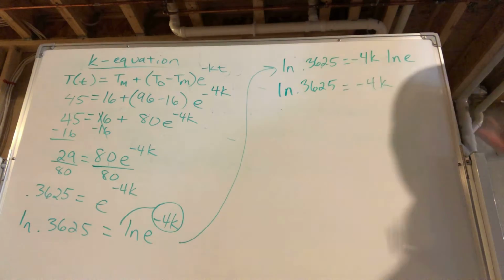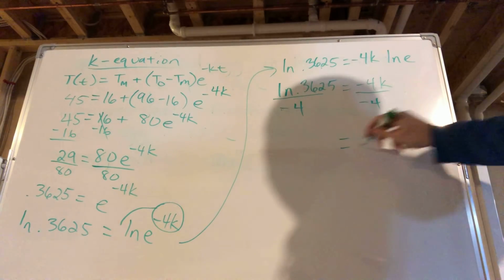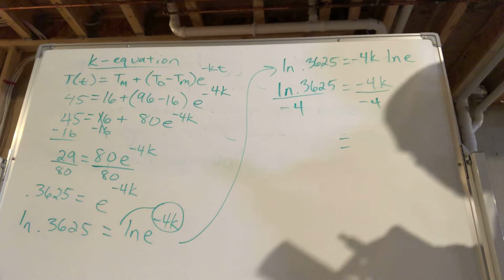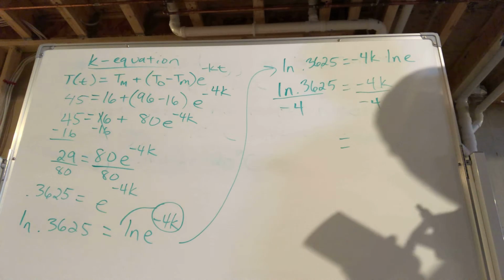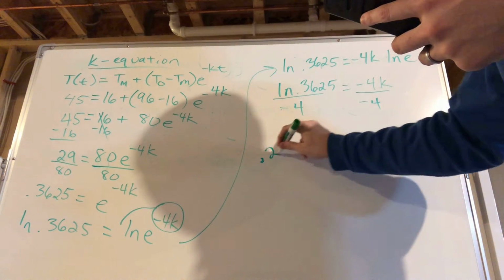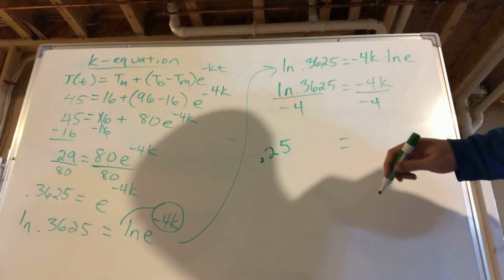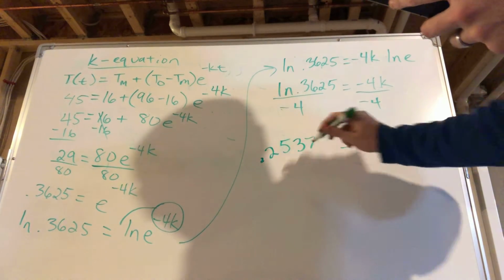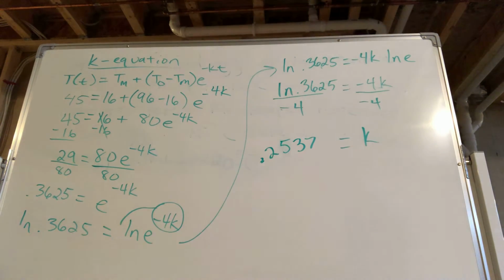And then what I need to do is solve for k. So I need to divide by negative 4. Let me go ahead and type that in. So it's ln of 0.3625 divided by negative 4. Enter. And I got positive 0.2537 if you round it to 4 decimal places. Guys, I want you to go at least 4 decimal places because I want you to be as accurate as possible. And 4 I think is good enough. So 0.2537 is equal to k.